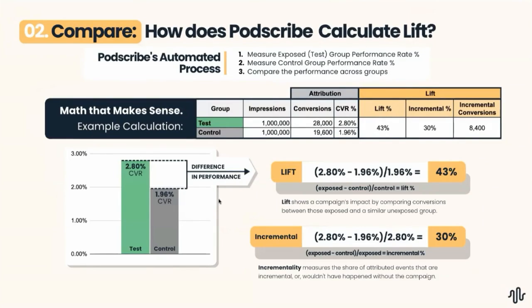The way that we calculate lift, or should I say, let's just define it. Lift is this idea of what is the percent change or percent growth in performance of an exposed group over and above the control group. So in order to do that, all we do is we take the difference in the conversion rate between test and control, 2.8 minus 1.96. And in the denominator, we just put the control group. In other words, what is the percent growth of the performance when comparing the exposed group to the control group? And in this instance, it's 43%, or the lift of this campaign was 43%.